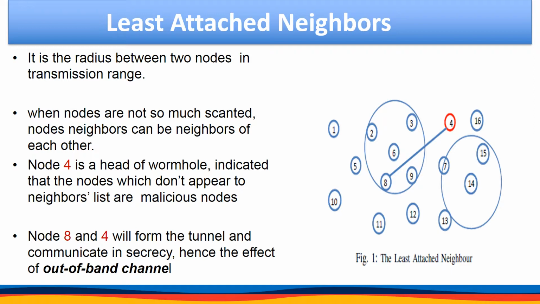It means that node 8 and 4 will finally form a tunnel and the malicious node will come from 4 to 8 and be spread into other nodes. Because node 4 was considered as an out of band channel, it is so far from other nodes. To detect malicious nodes, we might also compare the distance between nodes.